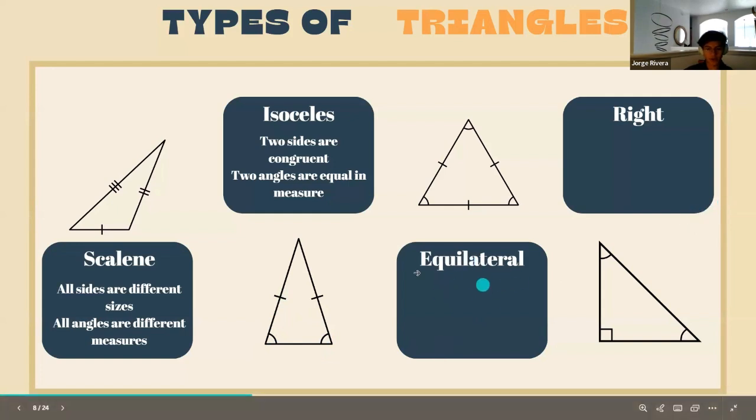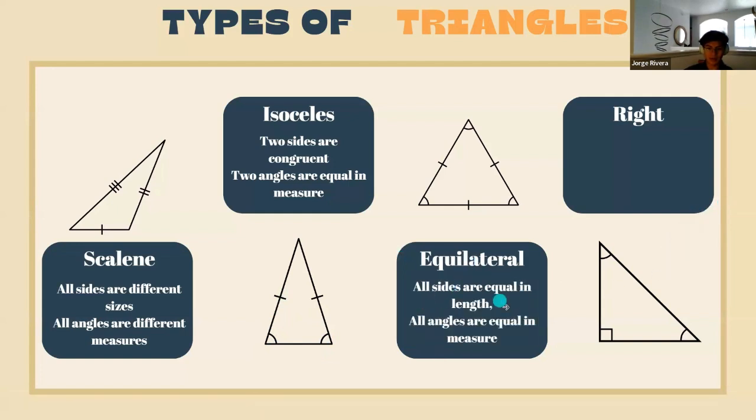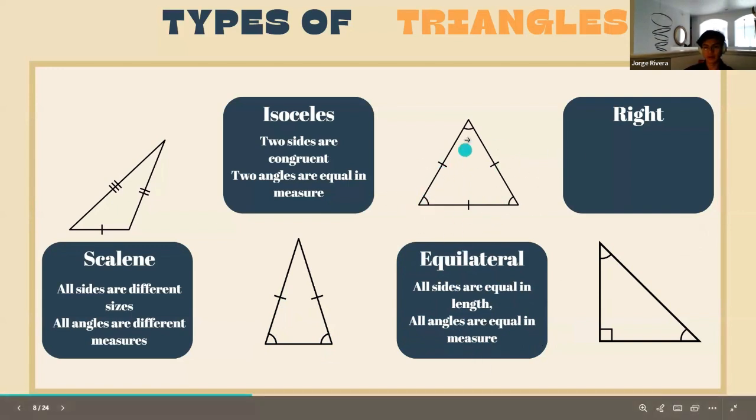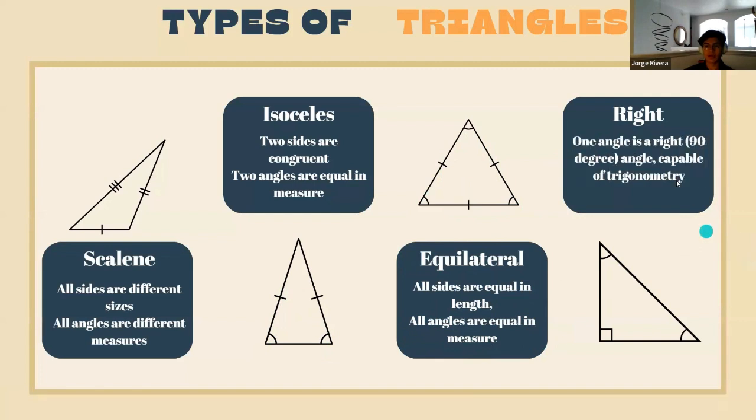So let's go over here to equilateral, right? So all sides are equal in length, all angles are equal in measure. So that means this side, this side, this side are all equal and congruent. And all angles, this angle, this angle, this angle, are all the same. So one angle is a right 90-degree angle. So it's capable of trigonometry.